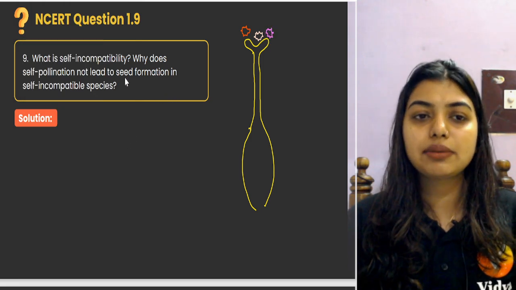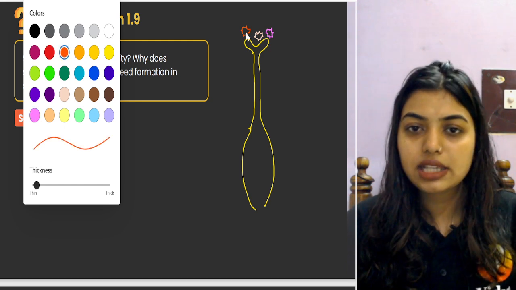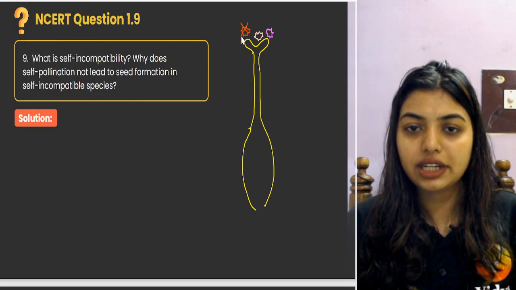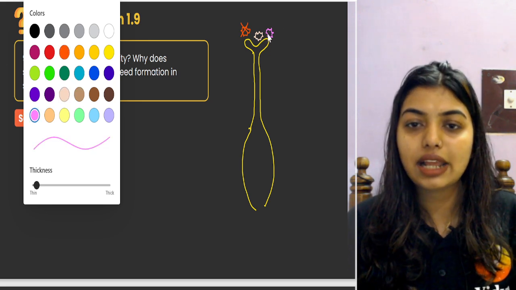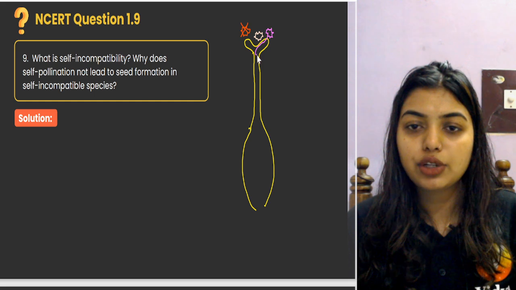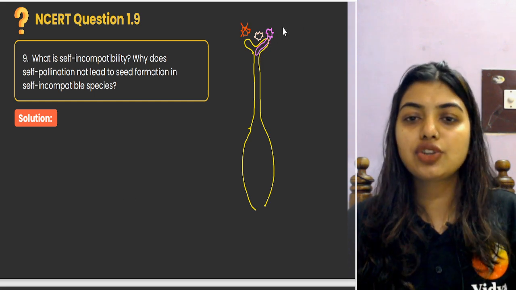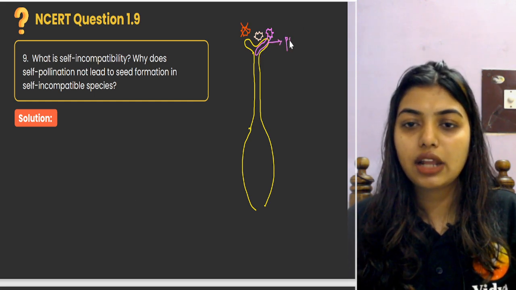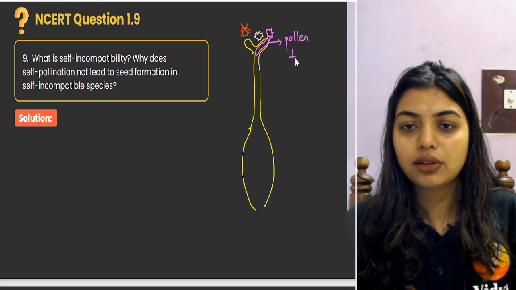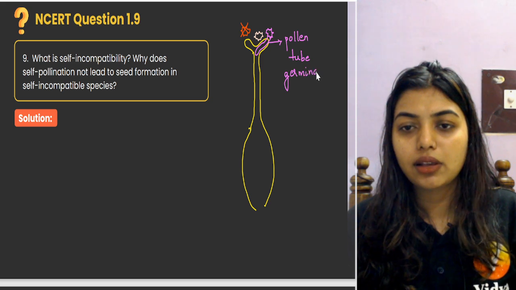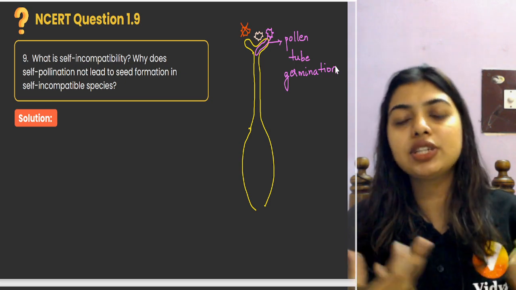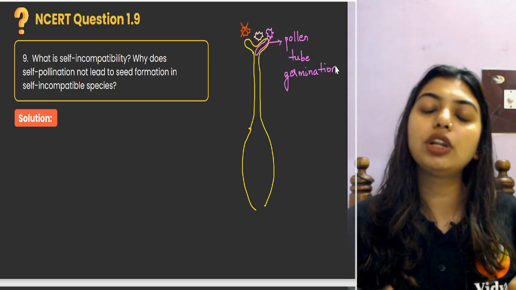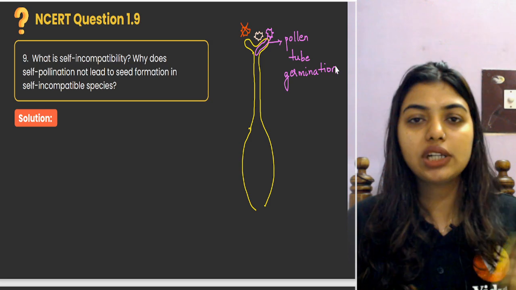Now self incompatibility means what? The stigma knows that this is my own pollen and I am going to reject it, but these two are from different places, and out of these I find this one rightly compatible, so I will allow it to start forming the pollen tube. After the chemical dialogue, I will allow for pollen tube germination. Is this clear? So obviously in self-incompatible species, seed formation will not happen, because the pollen grain got rejected and was not allowed to form the pollen tube.